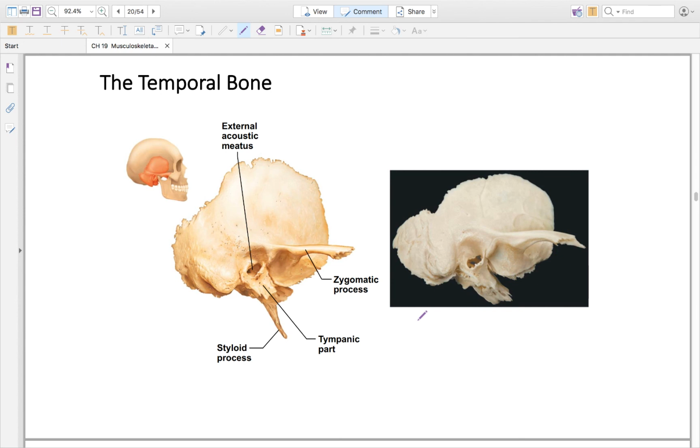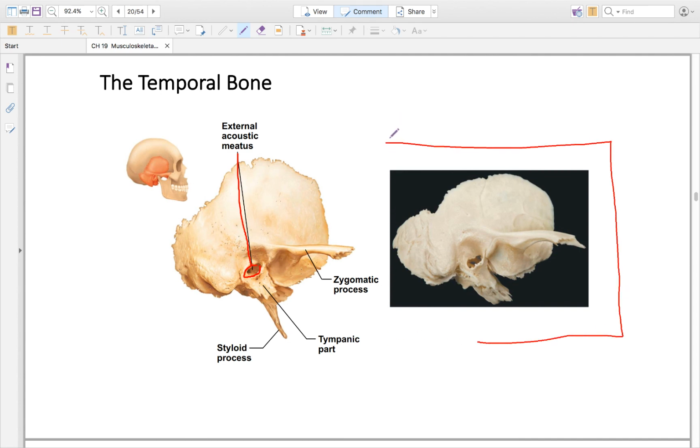The temporal bone, if we were to detach it off of the skull, this is what it looks like. And it has the external acoustic meatus, which is the channel that's connected to your auditory canal. Or not exactly: the auditory canal connects to the external acoustic meatus. So that's important to be able to identify a bone on its own.